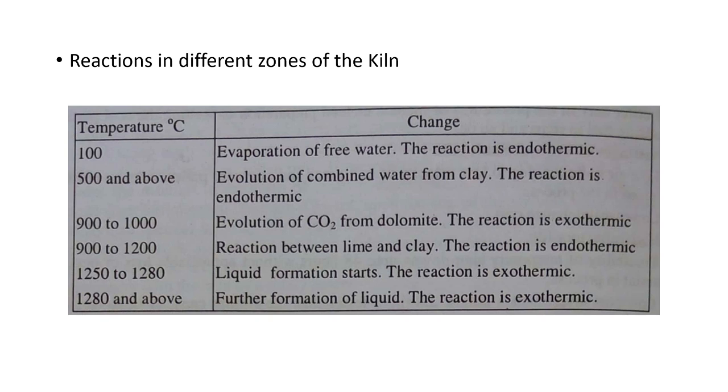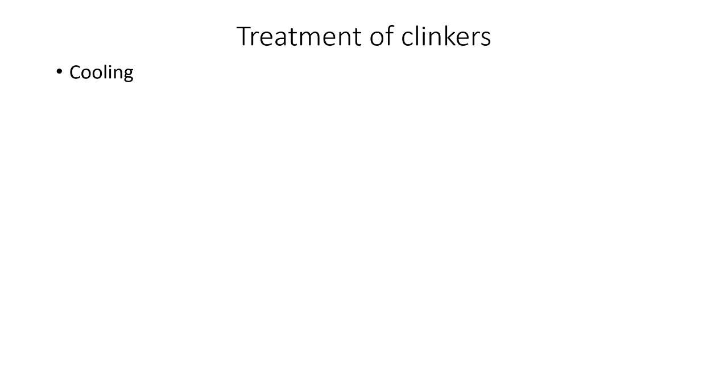Now, what to do with this clinker? How do we get the powdered form of the cement? The next process is treatment of clinker. The first process is cooling. A rotary cooler is a rotating steel shell fitted with baffles. Baffles means there are blades in between, which continuously move this rotating clinker up and down, lifting and dropping the clinker to effect the cooling.